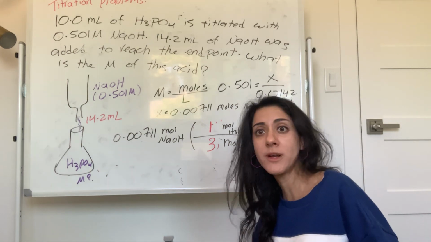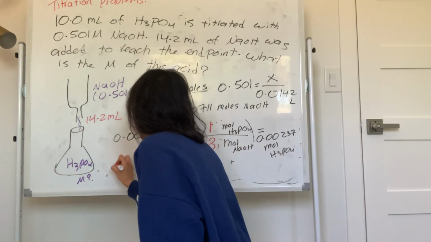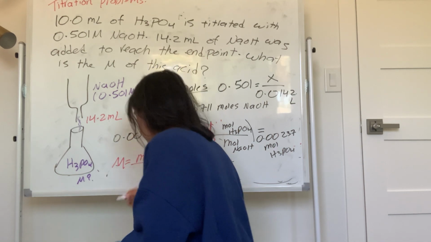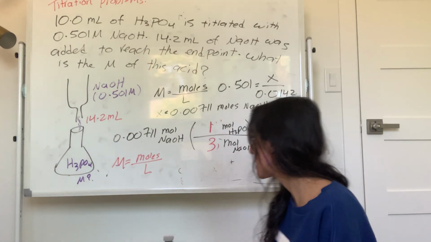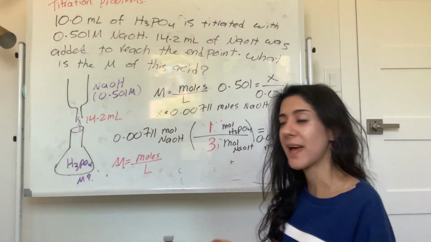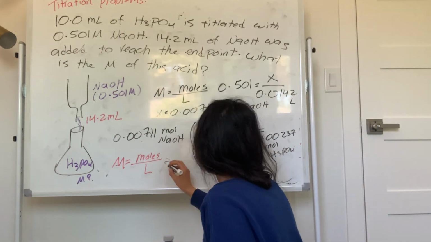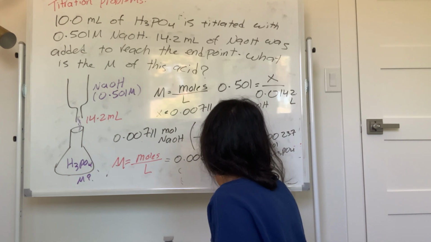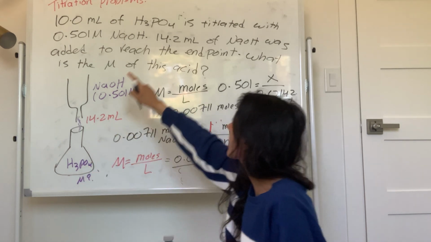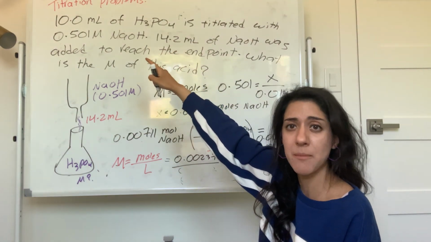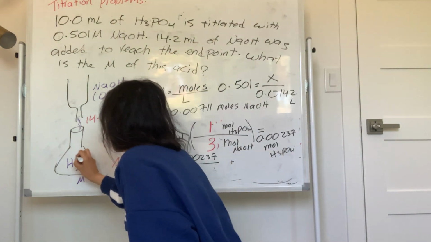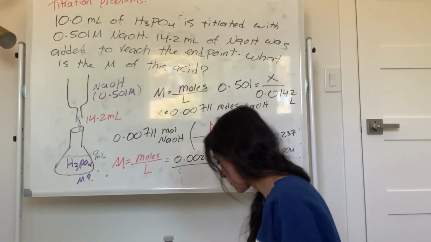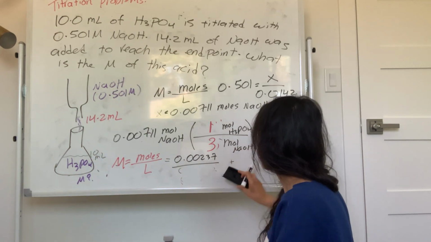Now, are we done? We're not done. The question asks you for molarity. Remember, molarity is moles per liter. The moles of the acid is 0.00237. How much of this phosphoric acid did you have? You had 10 mL. You had 10 mL of the phosphoric acid and you were trying to figure out the molarity of that.